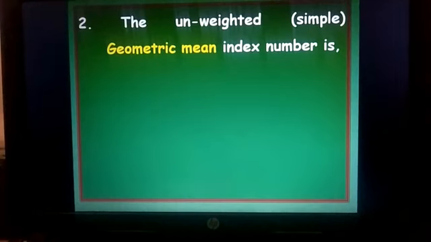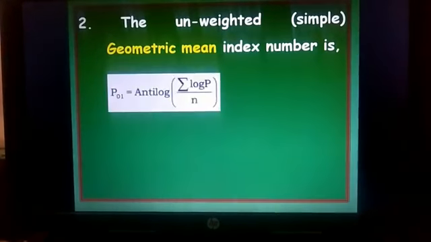Secondly, the average, let it be replaced by geometric mean. In the first one we had written arithmetic mean. Now we will be writing it to be geometric mean. This is unweighted or a simple index number itself. See how we have written earlier with the arithmetic mean, sum of P divided by N, that much only we had written. And the geometric mean formula we know from the previous year.